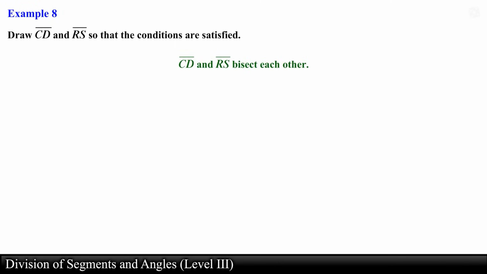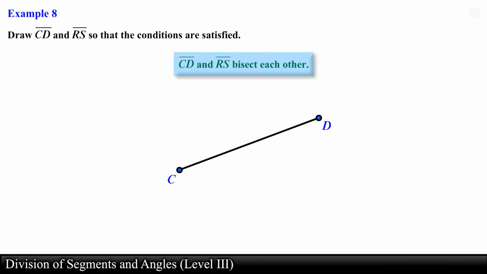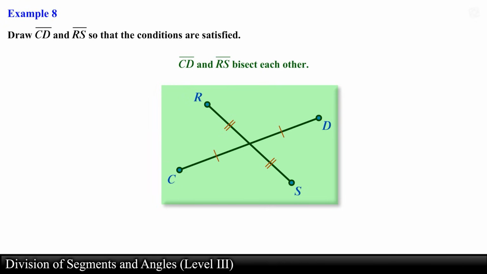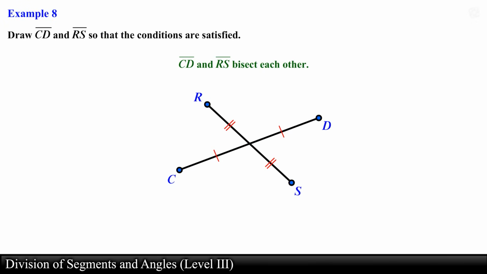Segment CD and segment RS bisect each other. Similar to the previous problem, we can illustrate these conditions by drawing two line segments that intersect very close to each other's midpoint as follows. Then, we need to draw tick marks for each line segment to show that each line segment is bisected. So we draw single tick marks for one line segment and double tick marks for the other line segment, as follows. So this diagram is one of many possible drawings that satisfy the conditions.